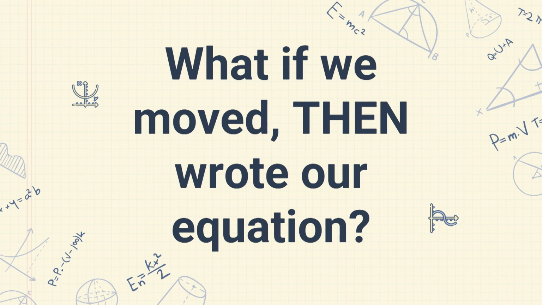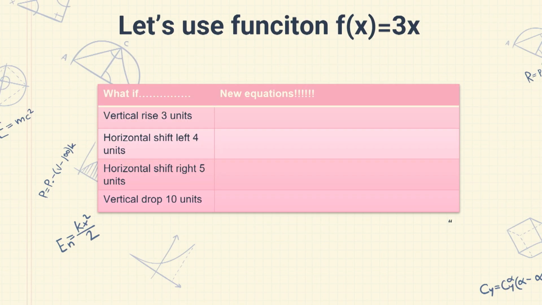All right, what if we moved, then wrote the equation? So let's see what that looks like. Let's use function, and I misspelled function, guys, and I do apologize. That should look like this. Let's use function f of x equals 3x. So this is our function. So what if we take 3x and we vertically rise 3 units? What is that new equation going to look like?